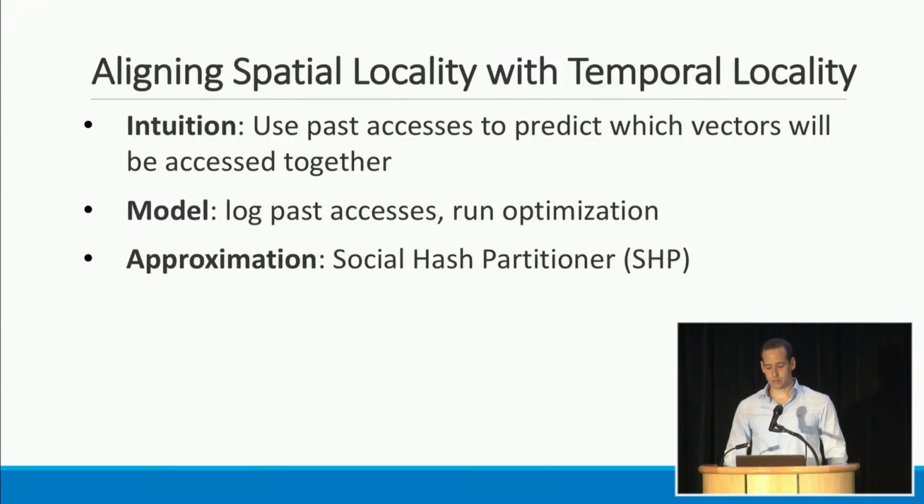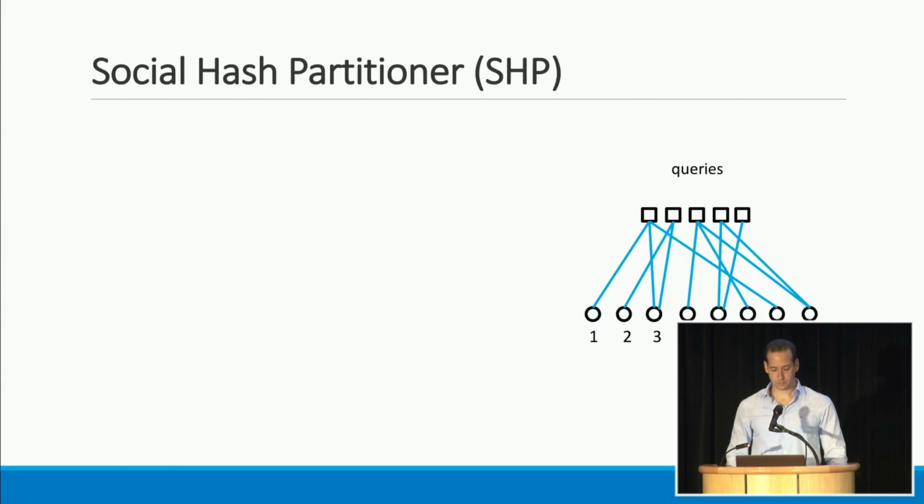So another approach is, instead of using semantic partitioning, to use the past accesses to predict which vectors will be accessed together. And for this approach, we use an algorithm called the social hash partitioner. Let's see how it works.